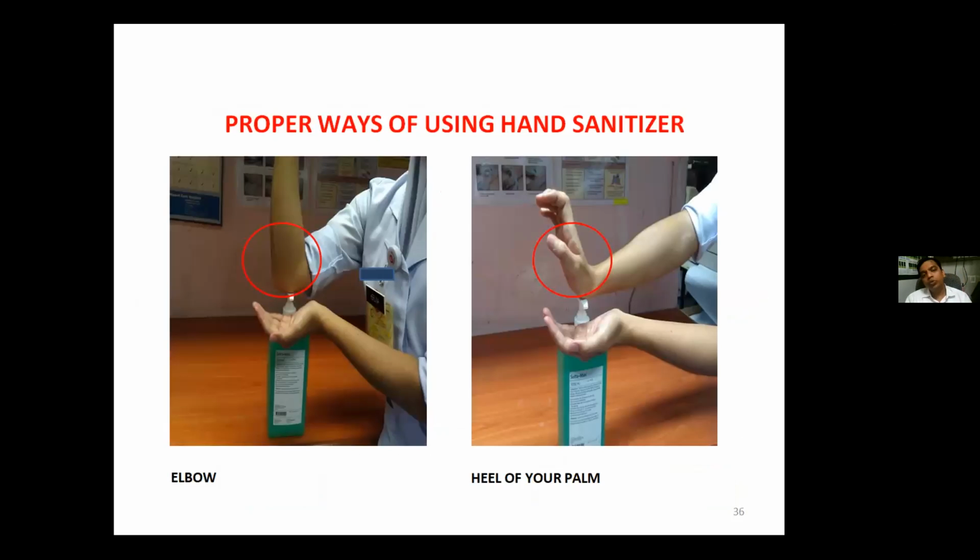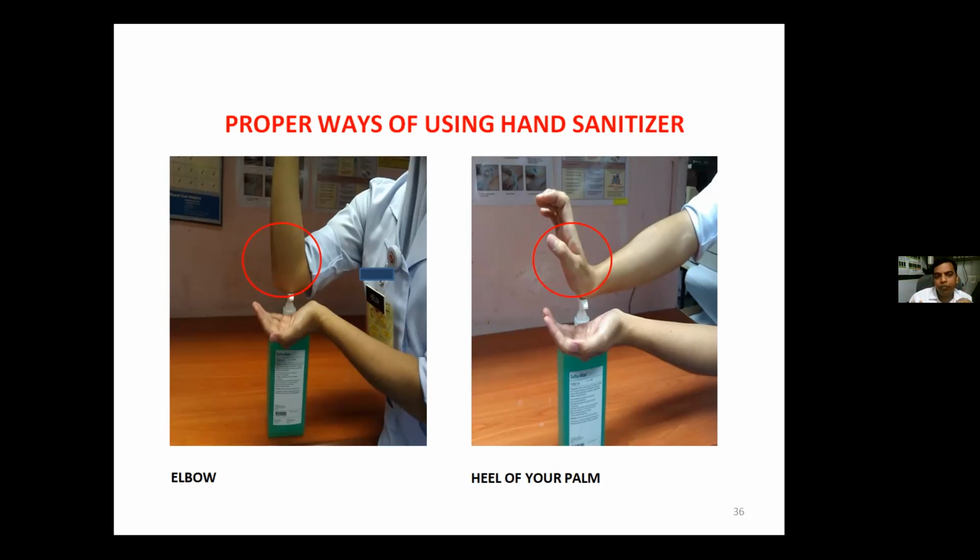Now let us see the 7 steps. The prerequisite for hand hygiene is that the hands should be free of all accessories. The sleeves should be folded up to the elbows, and hands should be free of all accessories such as rings, bangles, threads and watches, because they interfere with hand hygiene.